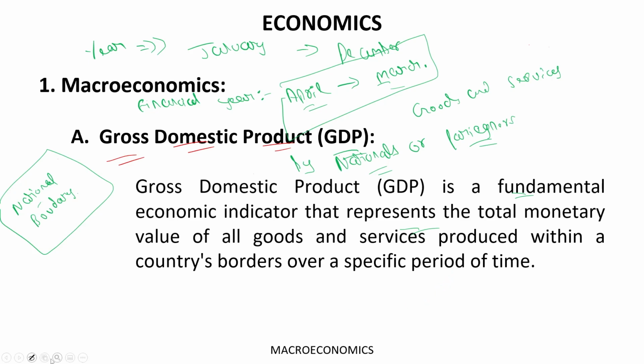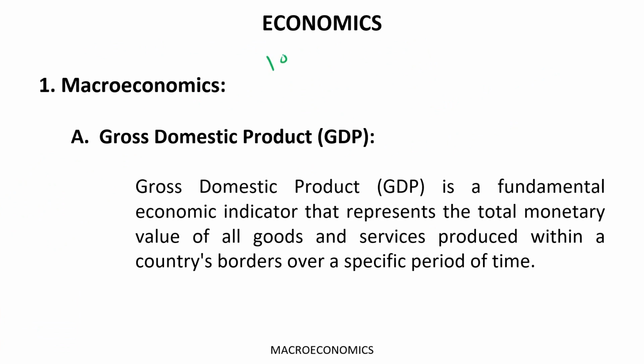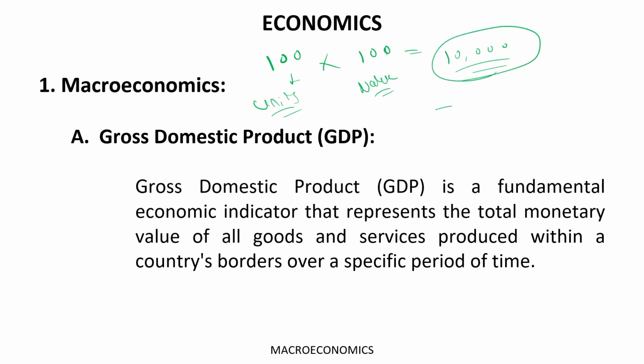Take an example. Suppose 100 units of goods and services are being produced and the price is 100. Then what is the total value? The total value is 10,000. So 100 units of goods and services produced, each having a value of 100, give a total monetary value of 10,000 produced. So this is the GDP concept.